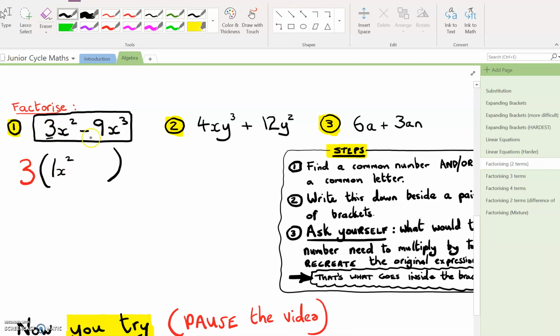3 by what will give me minus 9? Well, minus 3. And 3 by what? It would have to be an x cubed. See what I did? That's the answer. Okay? Try this second one.